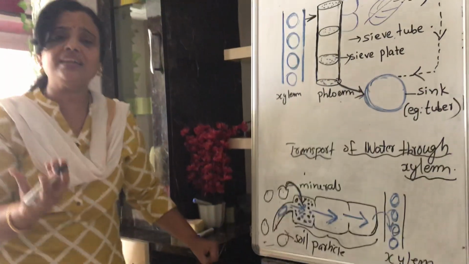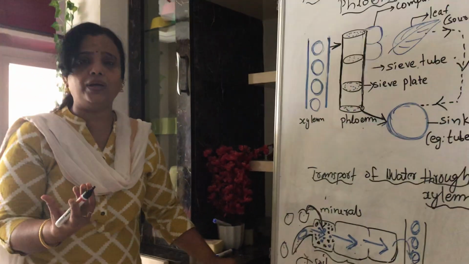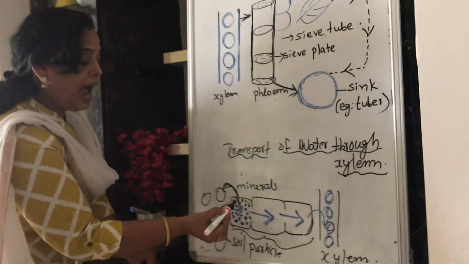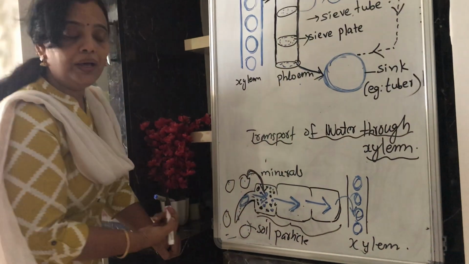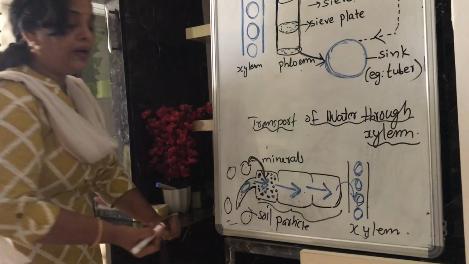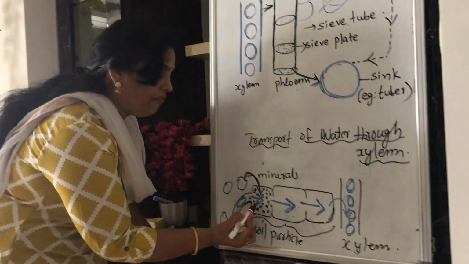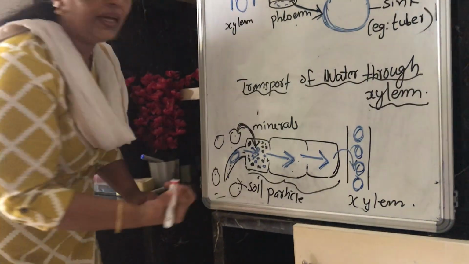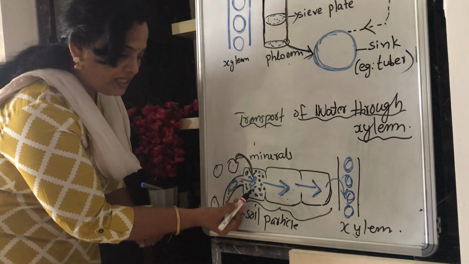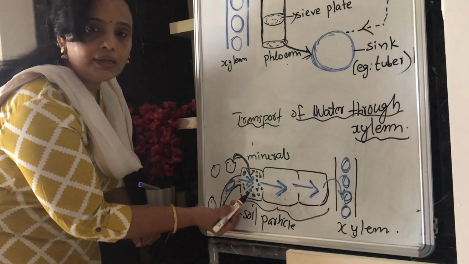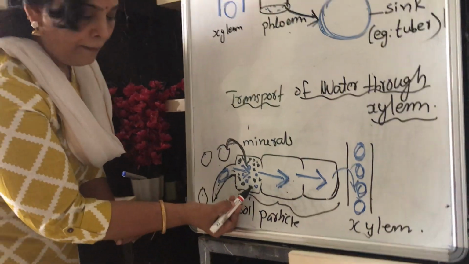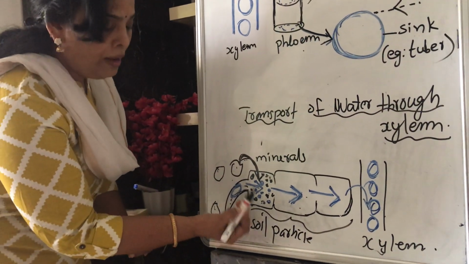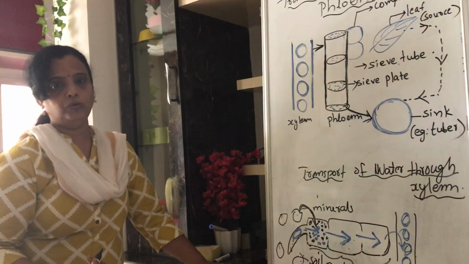Now minerals act as a solute in the cytoplasm of the epidermal cell, and as minerals have been absorbed into the epidermal cells, minerals are more in the epidermal cell. Naturally the water, the solvent, is less in the epidermal cell. The blue dot is representing the water concentration. So the water concentration is less and mineral concentration is more, because it has absorbed minerals by active transport.